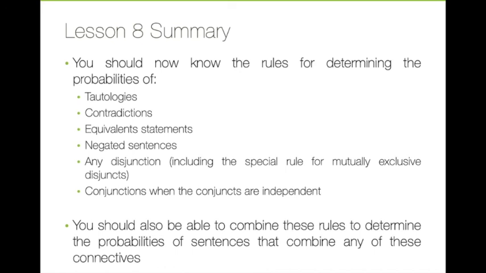So, for example, if you had a disjunction where one of the disjuncts was a negated sentence, how would you determine the probability of that? In our next lesson, we're going to actually introduce the general conjunction rule that we haven't gotten to yet. But for that, we're going to first need to introduce the notion of conditional probability. So that's what's coming up.